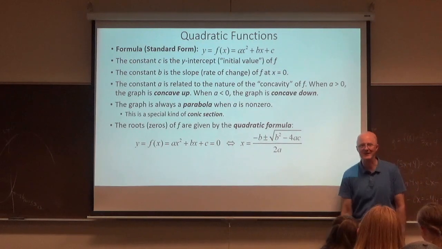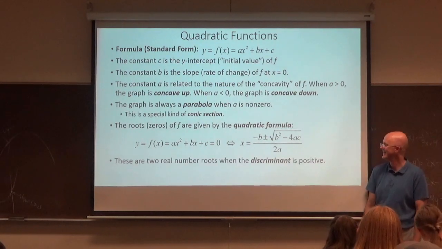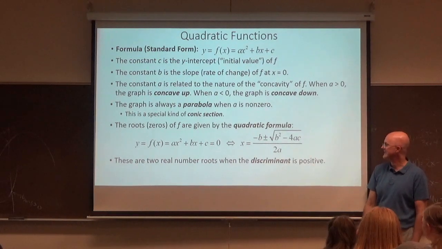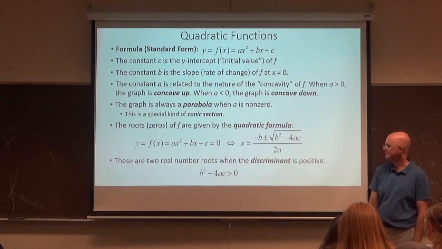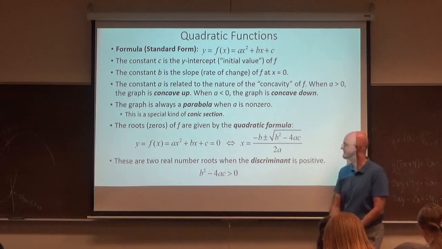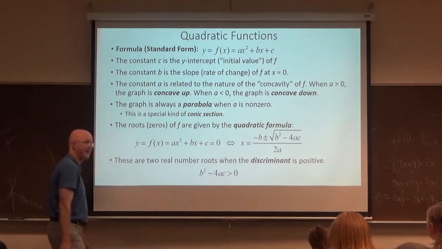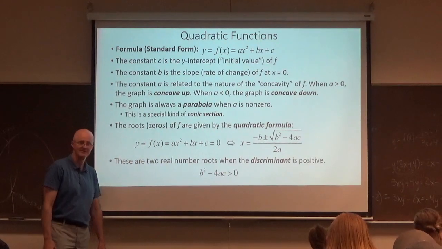Make sure zero's on one side before you use it. The thing under the square root has a name. It's called the discriminant, b squared minus 4ac. And when it's positive, then you have two real number roots. You've got two x-intercepts.